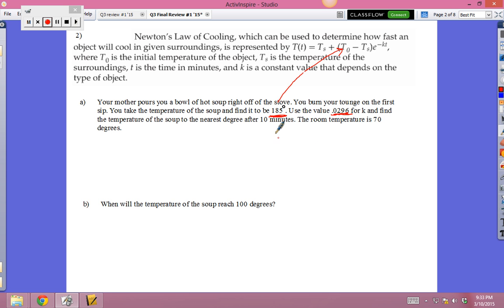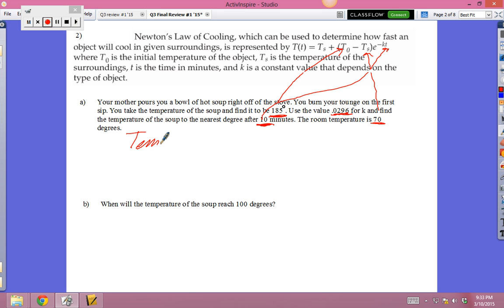And they want us to calculate these things. Find the temperature of the soup after 10 minutes. So that's T. This 10 is going in right there for the T. And the room temperature is 70 degrees, and that is T sub S.